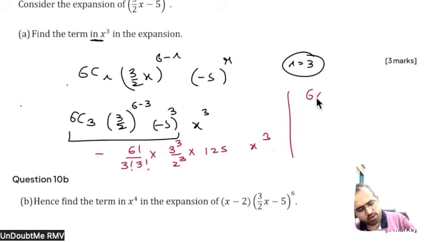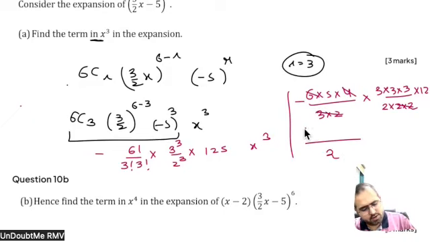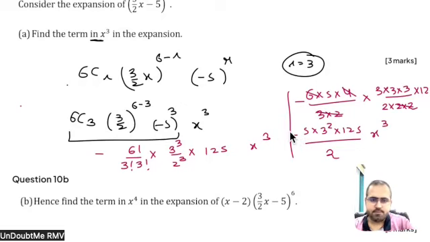Now for 6 factorial, it will be 6, 5, 4, and 3 and 2 remaining terms will be cancelled. 3 cube and 2 cube, and I have 125. Okay, so I have minus of 5 into 3 cube into 125 x cube, and you'll get that answer after solving.